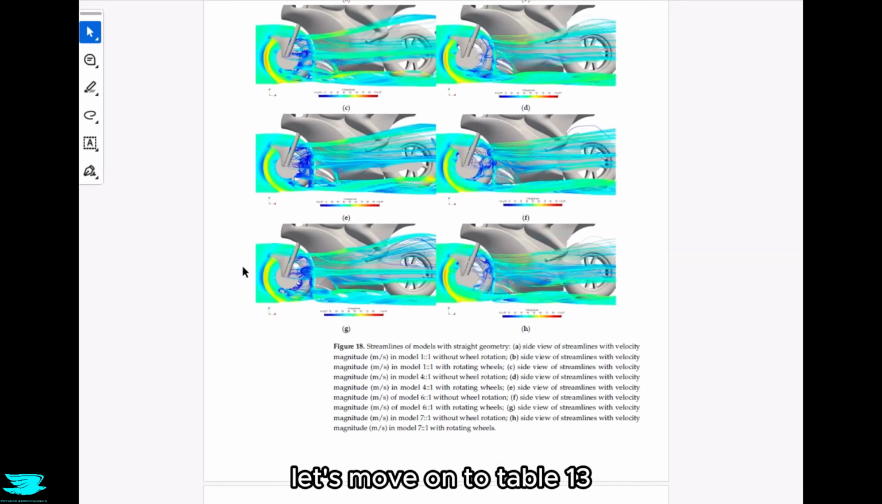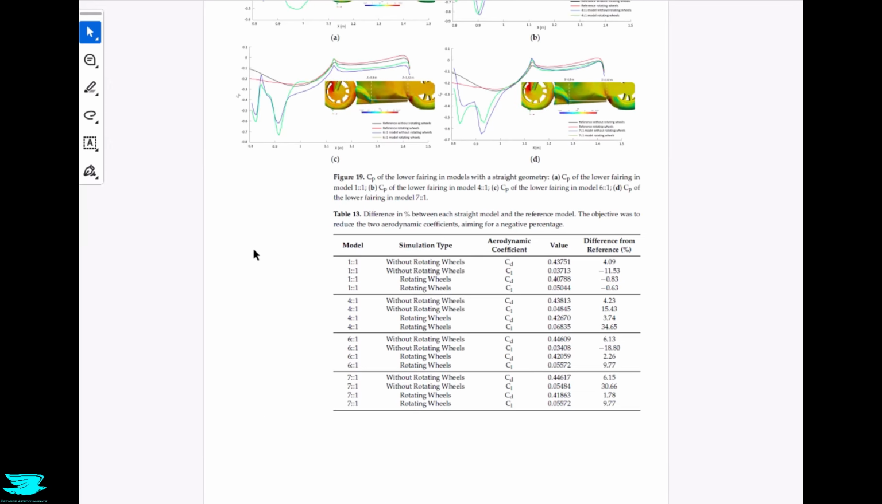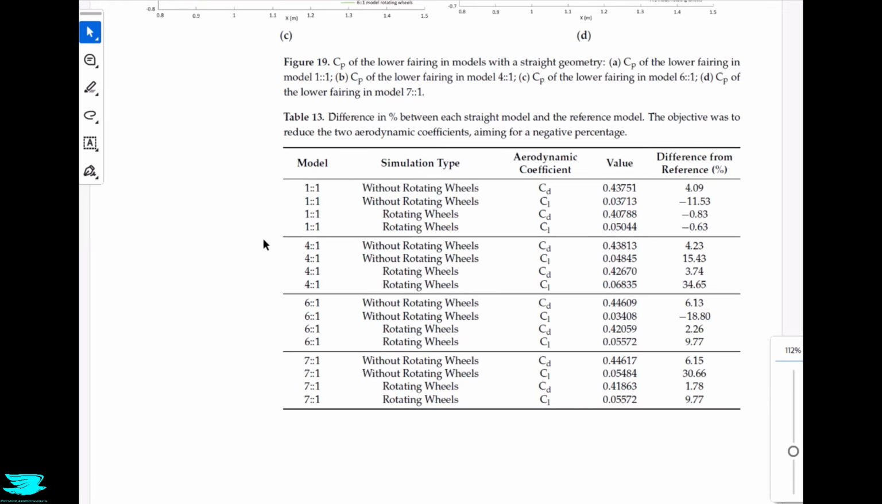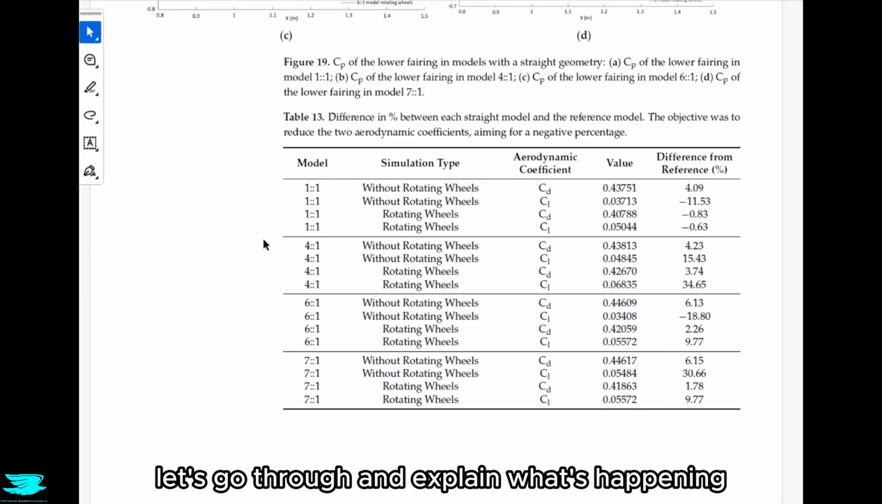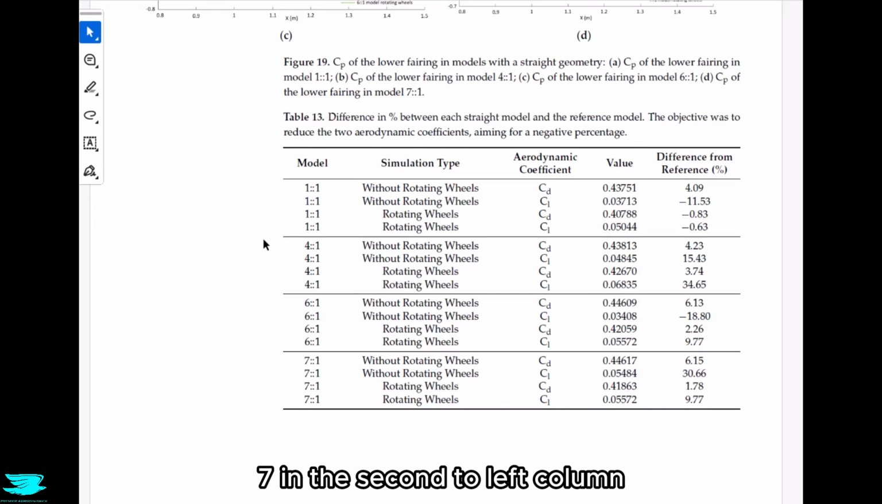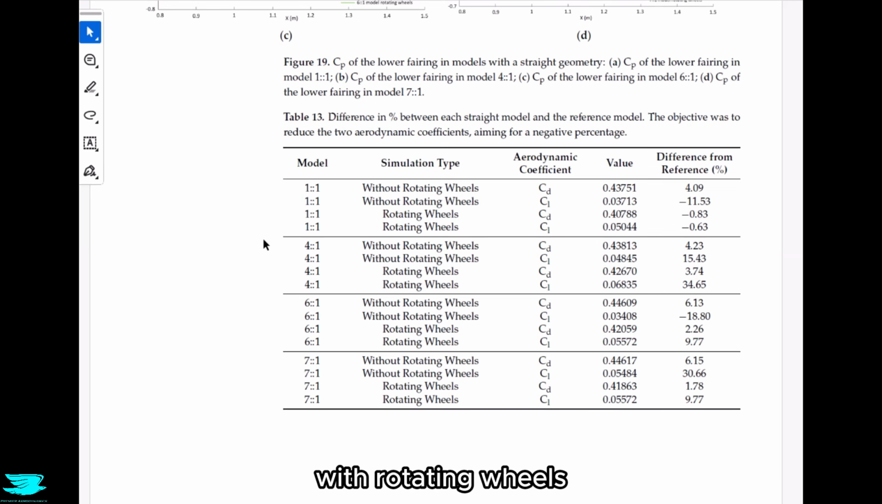Anyway, let's move on to table 13, where we see the effects of different flow redirectors on the lift and drag coefficients. This table in general is quite tricky to understand, so let's go through it and explain what's happening. In the leftmost column, we have some numbers: 1, 4, 6, 7. In the second to left column, we have simulation type: without rotating wheels, with rotating wheels.